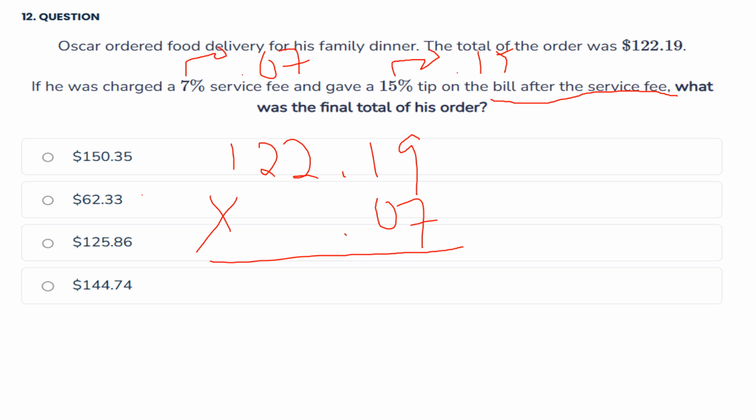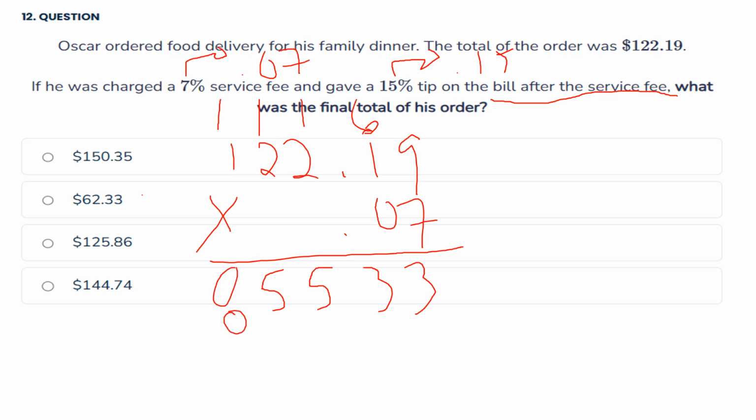9 times 7 is 63. We carry the 6. 7 times 1 is 7, plus the 6 that I carried is 13. Carry the 1. 7 times 2 is 14, plus the 1 that I carried, that's 15. Carry the 1. 7 times 2 is 14, plus 1 is 15. Carry the 1. 7 times 1 is 7, plus the 1 that I carried is 8.